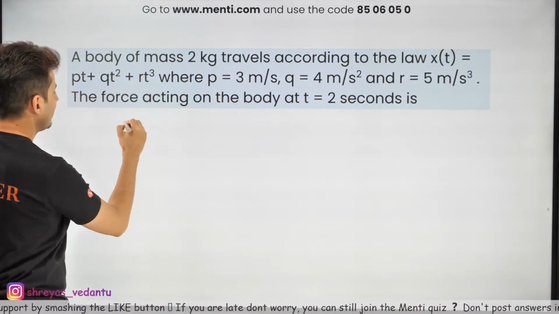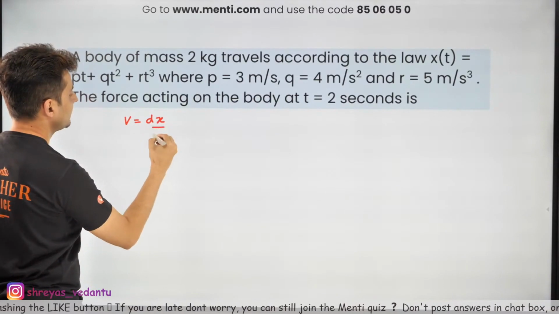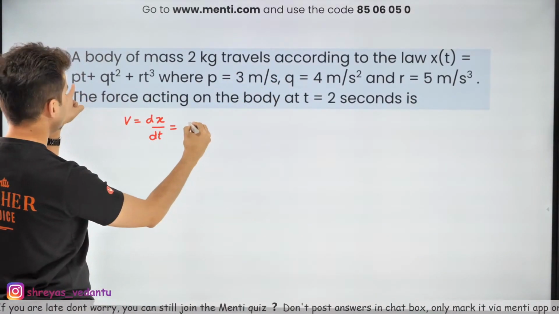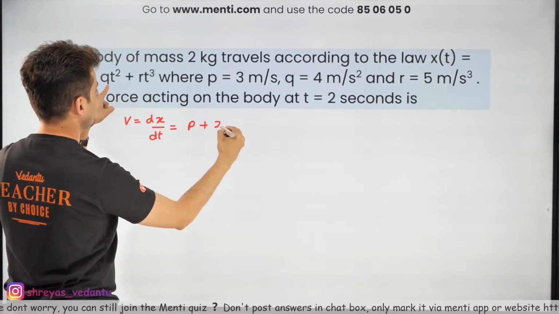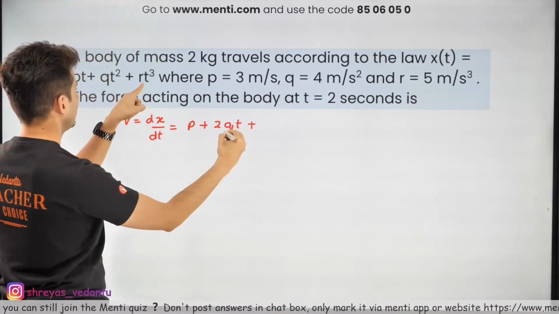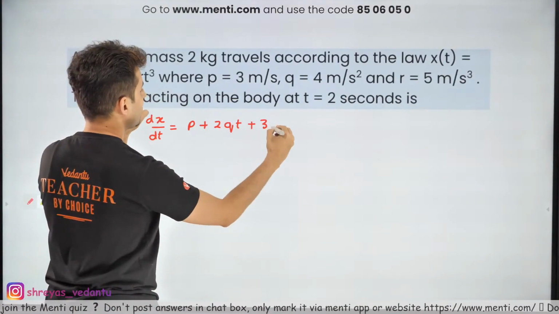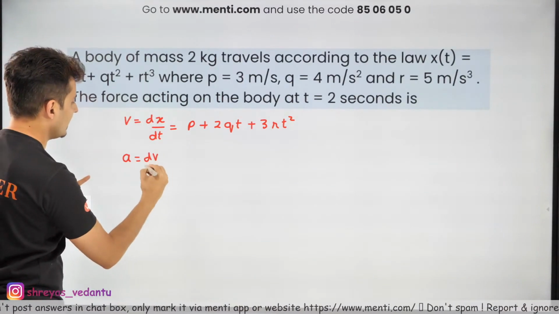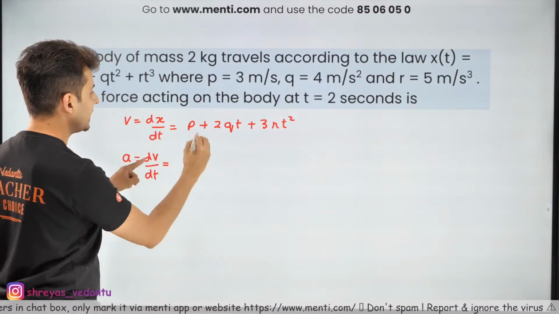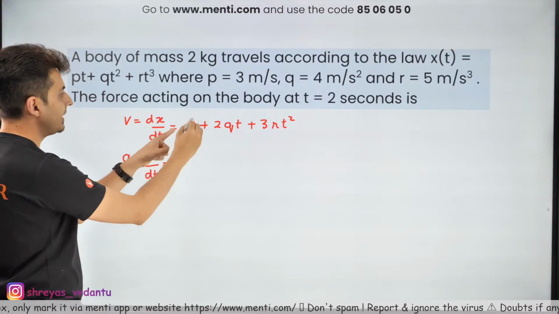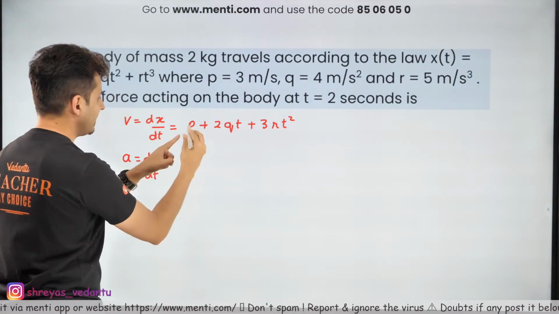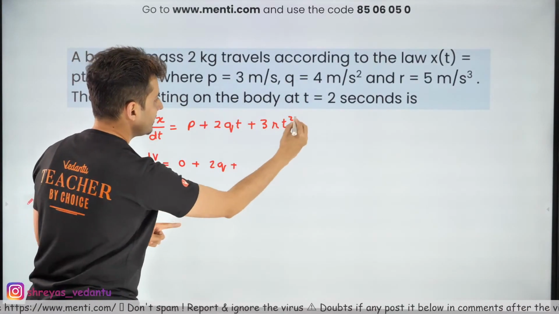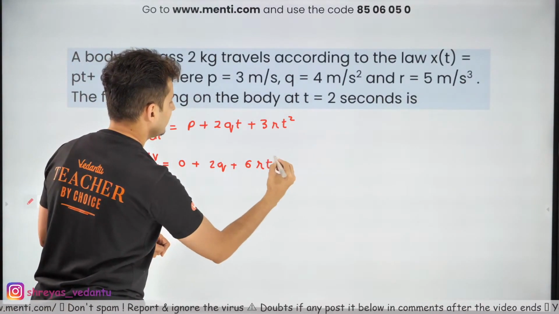So x is given. Velocity will be dx by dt, derivative of this whole function. Pt's derivative will be P. Qt²'s derivative will be 2Qt. Plus Rt³'s derivative will be 3Rt². Acceleration will be dv by dt. Acceleration is derivative of this velocity. So derivative of P will be 0. Derivative of 2Qt will be 2Q, plus 3 2s are 6Rt.